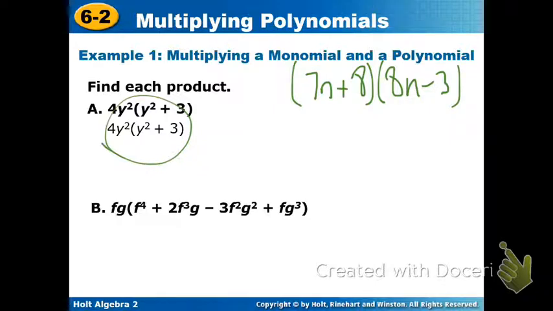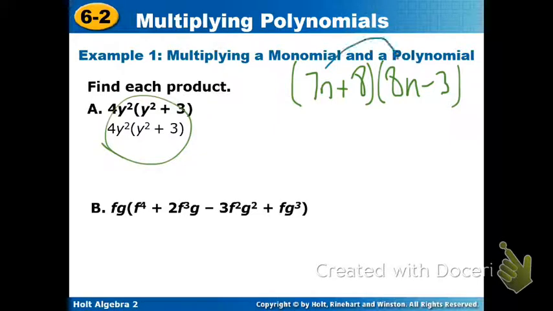Let's do a different color. Like you see how over here you had the 4y squared? You just have one term, so you distributed it. It's the same concept, except you're going to distribute the 7n, and then you'll have to go back and distribute the 8. It's a double distribution. It's inside parentheses because you have 2 of them now, because it's a binomial now. Okay, so let's do 7n and distribute it.